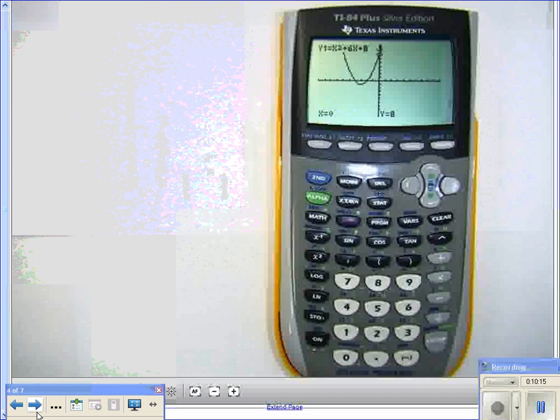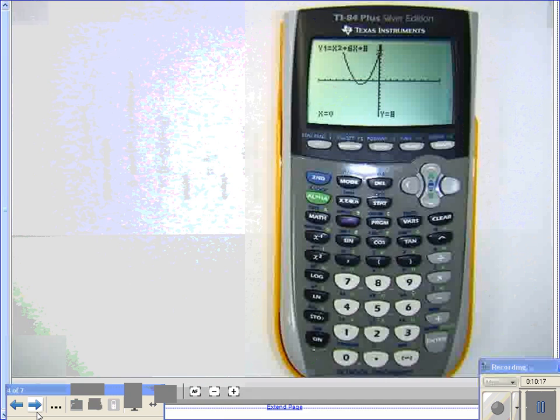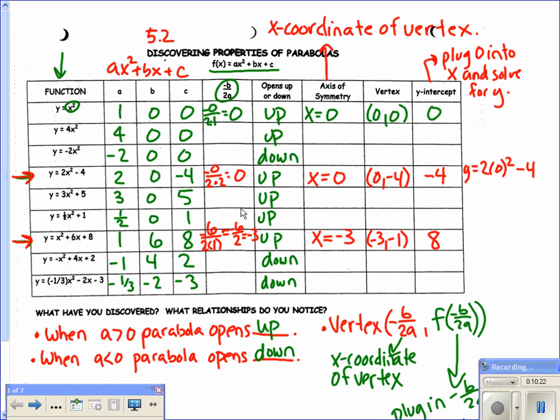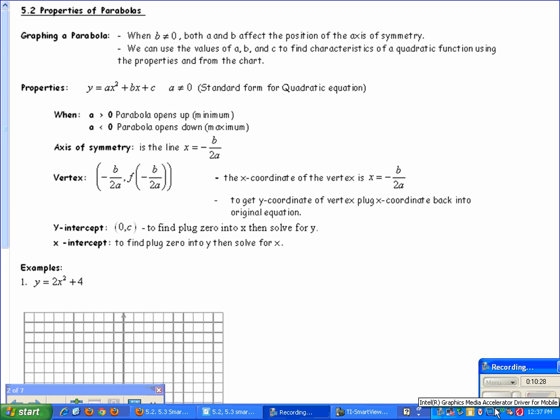So that looks like we're doing some stuff right here. So that's my graph. So again, you guys need to finish those other equations that we have, and then you're going to want to check your answer. So now we're going to get to the notes part. So you should have finished the chart, and like I said, we'll talk about that in class.